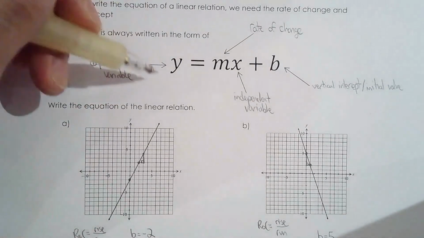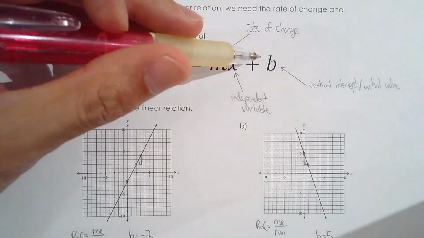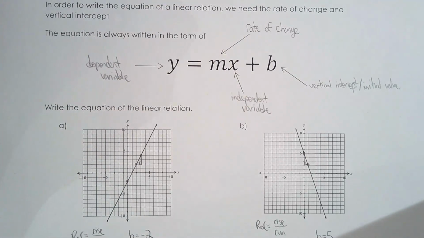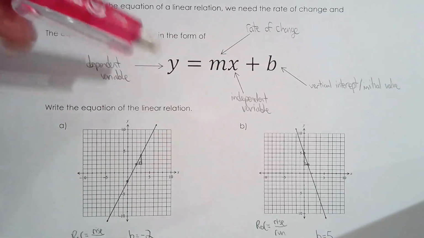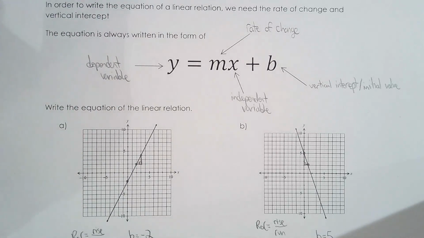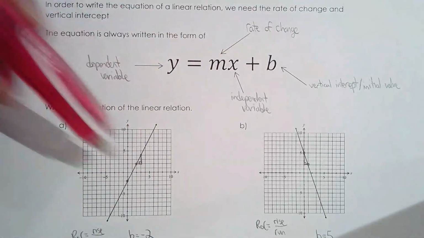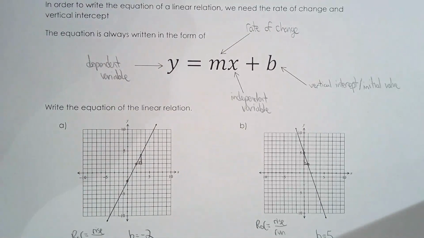Okay, so in summary, you need to remember y equals mx plus b. m is the rate of change, and b is our vertical intercept. Once you establish what those two values are, you can write the equation. Now it might require you to do some math, but that's not a problem. Just remember rate of change is rise over run. Now with the vertical intercept, usually you can just read it from the graph and from the table.